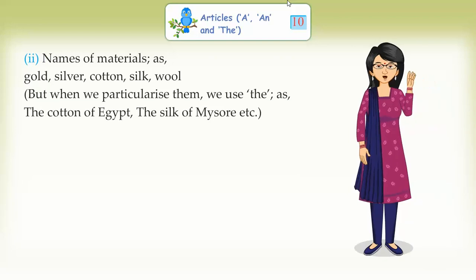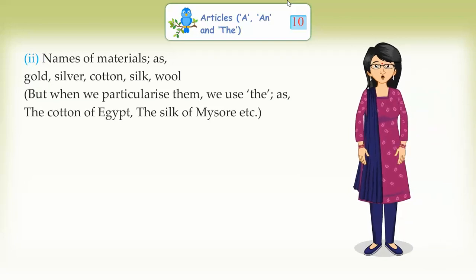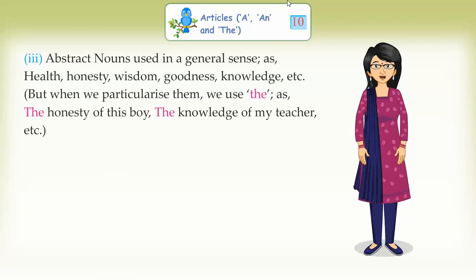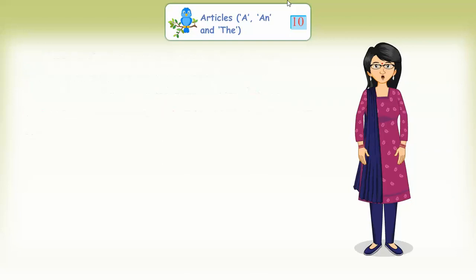Names of material as gold, silver, cotton, silk, wool. But when we particularize them, we use the, as the cotton of Egypt, the silk of Mysore, etc. Abstract nouns used in a general sense as health, honesty, wisdom, goodness, knowledge, etc. But when we particularize them, we use the, as the honesty of this boy, the knowledge of my teacher, etc.